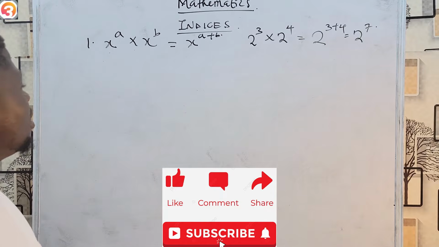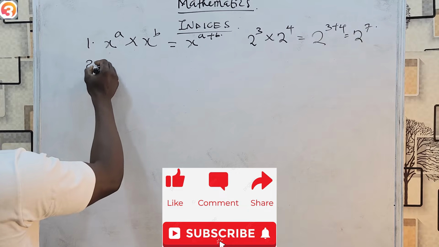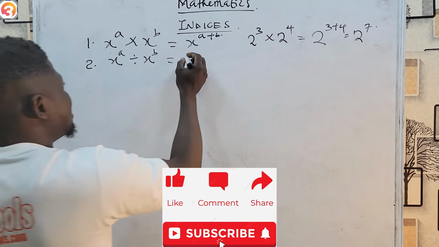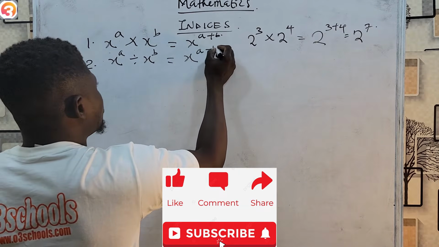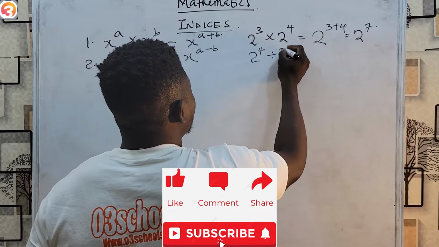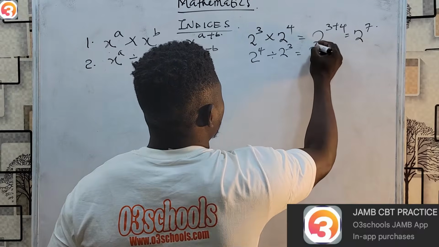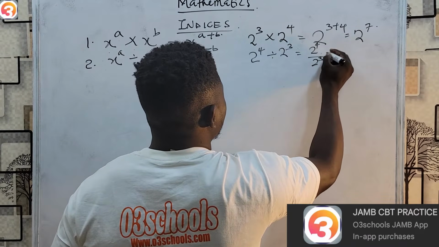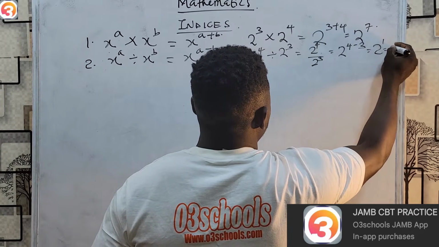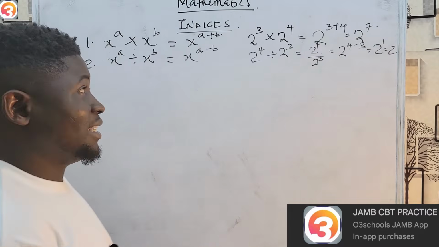All right. So what if they are not multiplying each other? What if they are dividing each other? If you have x raised to the power a divided by x raised to the power b, it's the same thing as x raised to the power a minus b. For example, 2 raised to the power 4 divided by 2 raised to the power 3 is 2 raised to the power 4 minus 3, which is 2 raised to the power 1, which is also the same thing as 2. It's very easy to understand, right?